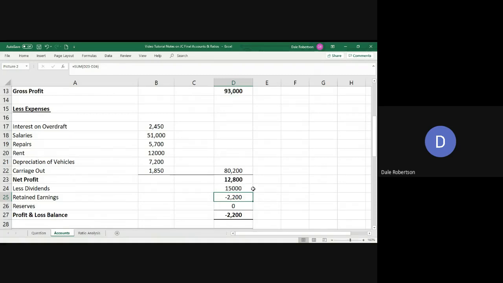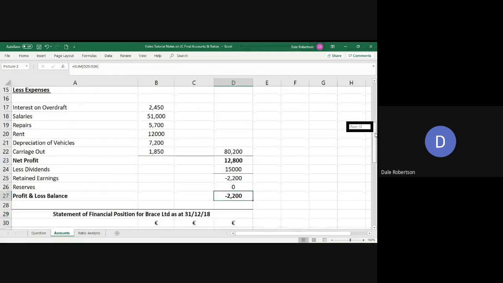You add on last year's reserves or profit and loss balance, which you may be given in the question. And if it's in the credit column, that means it's a profit and you add it on, or an income. But in this question, there was none. So therefore, the profit and loss balance is 2,200 negative. Then you carry that down to page 2.